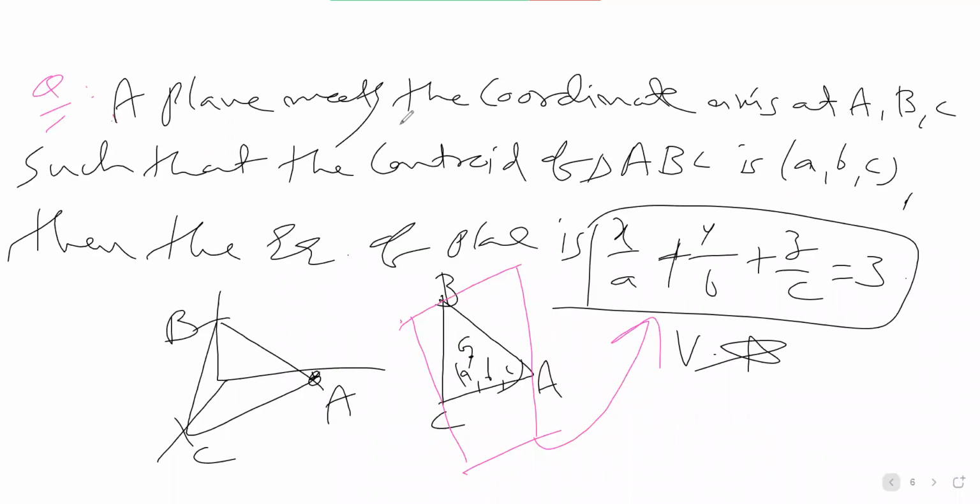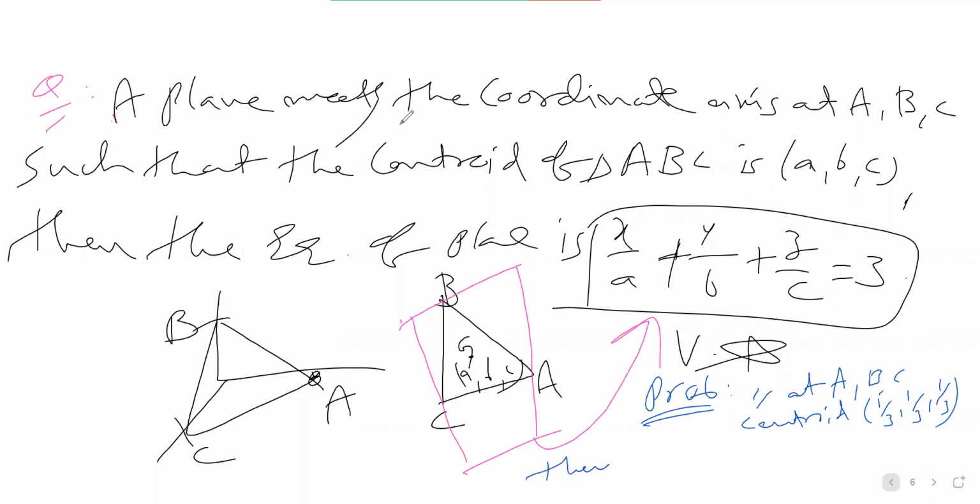Now I'm going to take one problem. A plane meets the coordinate axes at A, B, C such that the centroid is given as 1/3, 1/3, 1/3. Then find the equation of the plane.